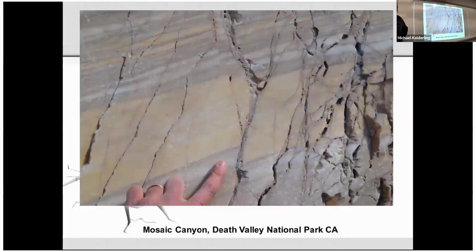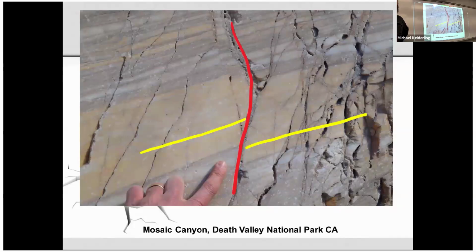Going from a large scale to a rather small scale, in Mosaic Canyon in Death Valley National Park, California, we can see this small layer was offset. The fault indicated in red, and these yellow layers are offset with a little bit of overlap. This indicates that this was a reverse fault caused from compression or convergent motion.